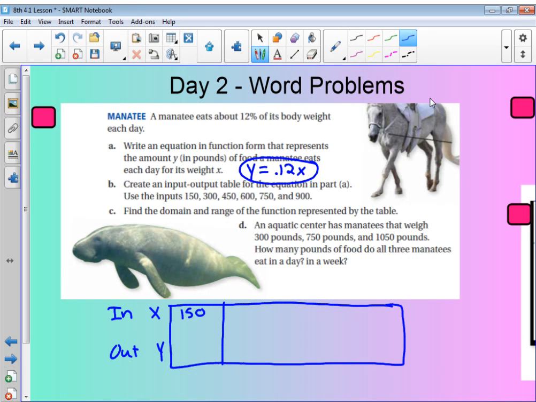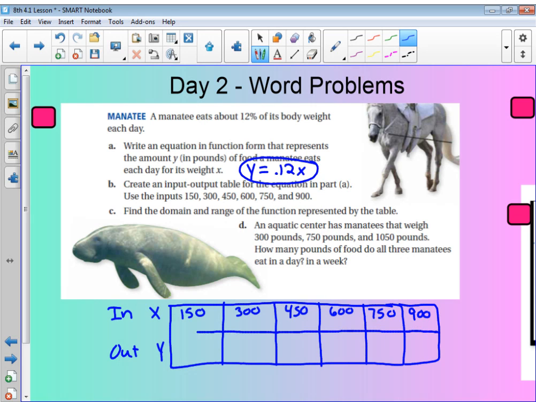And then 300, 450, 600, 750, and then our last one is 900. Okay, so now we're going to go ahead and do our output.